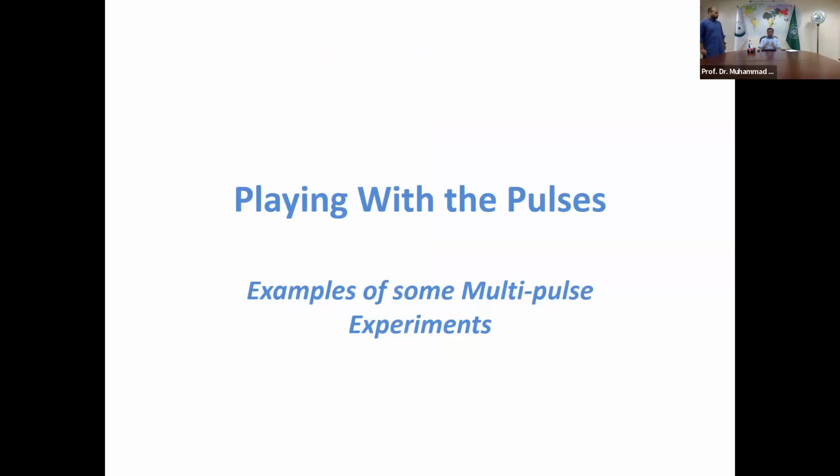Okay, now we start with the pulses. Let's play with the pulses. And as I said, the single pulse experiment is the easiest thing which you can do. But NMR has multi-pulse experiments, the majority of them. COSY, NOESY, TOCSY, HSQC, literally hundreds of these experiments are multi-pulse experiments. You cannot really explain them with a single pulse. And this is what we intend to do.